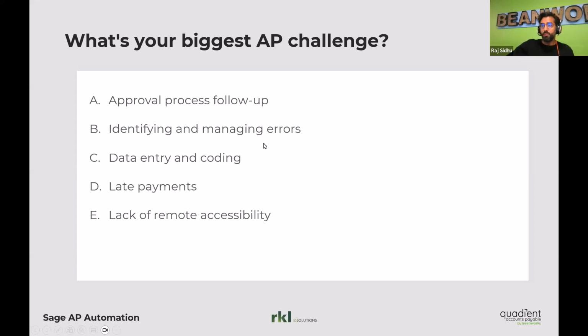So what we're seeing are a lot of time being spent on approval follow-ups, identifying and managing errors, and data entry and coding, and then sometimes late payments as well. Data entry and coding can be a frequent issue for a lot of accounting teams. Sometimes there can be human errors, or we're assigning invoices to the wrong GLs, and there's a lot of manual editing. So that's very common for the teams that we work with.